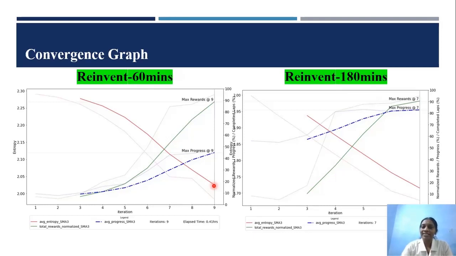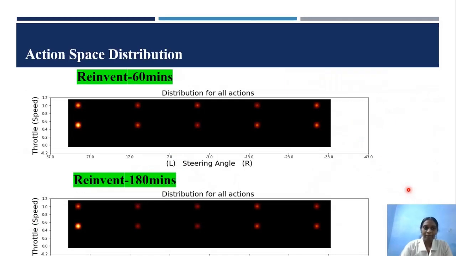The same model is again trained for 180 minutes, where the entropy starts at 1.95. Where we left off at the same position, the entropy has started over here, and again it keeps on decreasing. It is not stable and keeps on decreasing, which shows that convergence has not yet occurred. The model has the possibility to train more and gain robustness. So this is the point we can derive from the convergence graph.